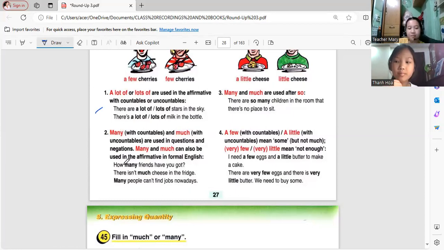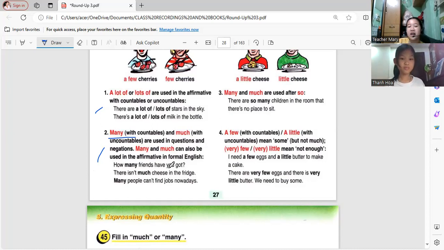Okay. So the last time we tackled about a lot of. And now we are in many and much. So now we will make more examples of how to use many and much. Okay? So for example, for many with countables, how many friends have you got?